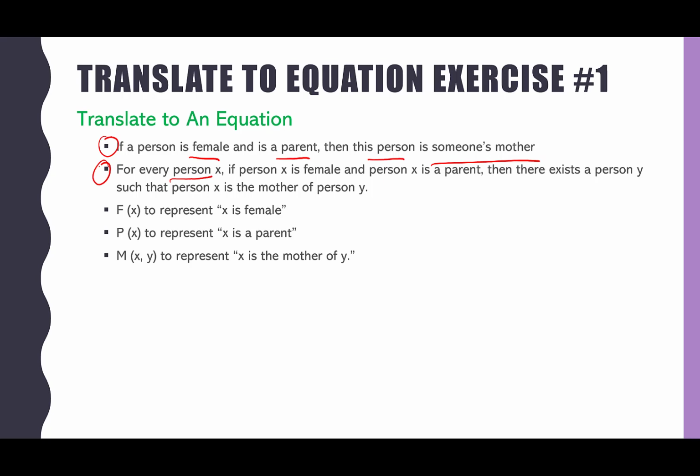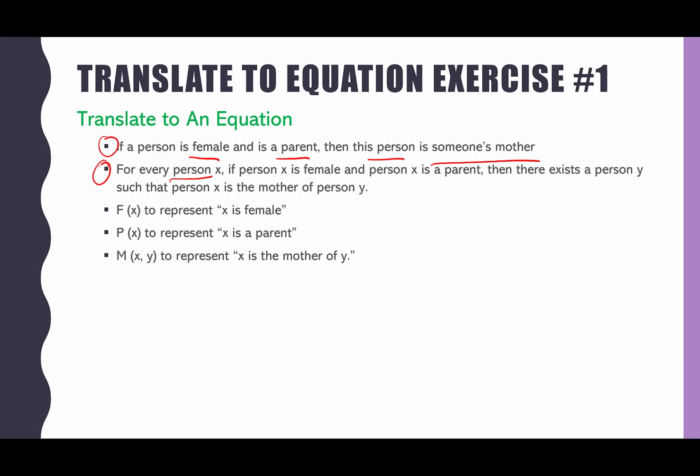Okay, so the second bullet point is saying for every person X, if person X is a female and person X is a parent, then there exists a person Y such that person X is the mother of person Y. That's a really ridiculous way to say that, but you have to do that kind of thinking when you're doing proofs. We feel okay with that statement, though? We agree with it?